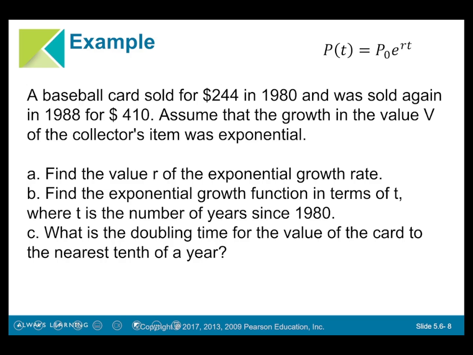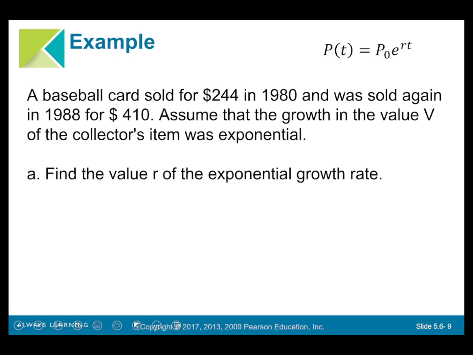So we're first going to start by finding our r value for the exponential growth rate. Then we're going to look at actually writing down the function where t gives the number of years since 1980. Then we're going to think about how long does it take to fully double the value of the card. And we're going to round to the nearest tenth of a year. So let's start with that first one, because we're not directly given a growth rate here. We just know it's exponential, and we know our starting point and then what happened 8 years later.